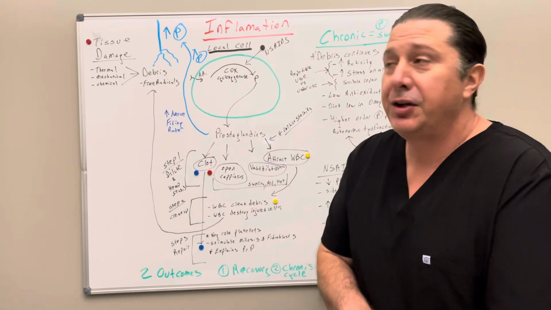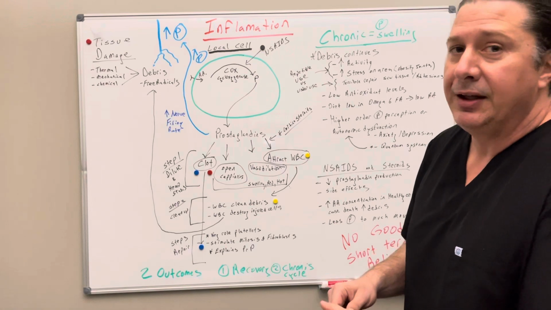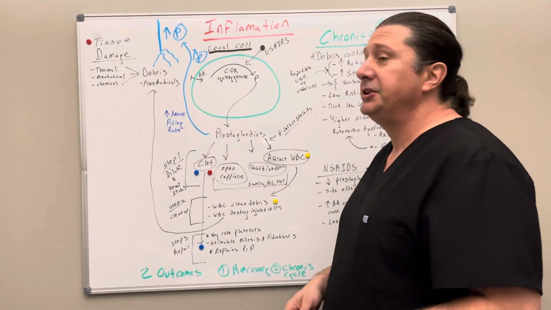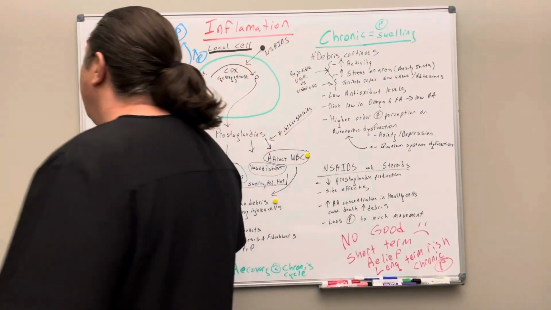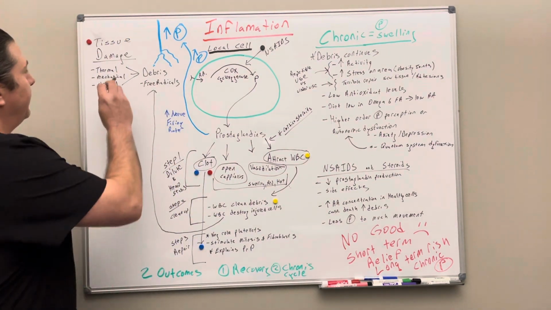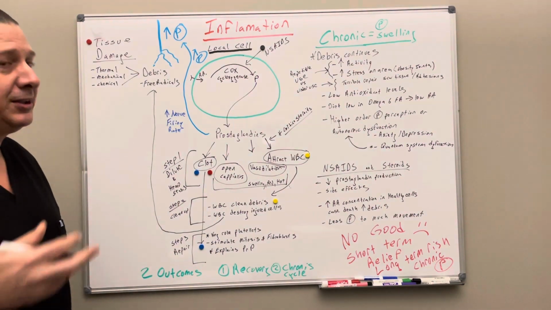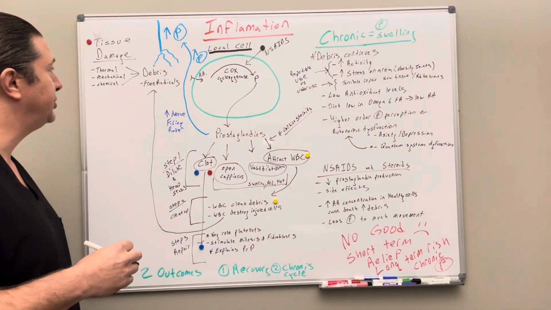Today we are going to be talking about inflammation, more related to how it affects chronic pain. So to understand inflammation, we have to start right from the get-go. Inflammation is going to be created from tissue damage. That tissue damage could be thermal, mechanical, or chemical. I think that speaks for itself. I'm not going to get too deep in that.